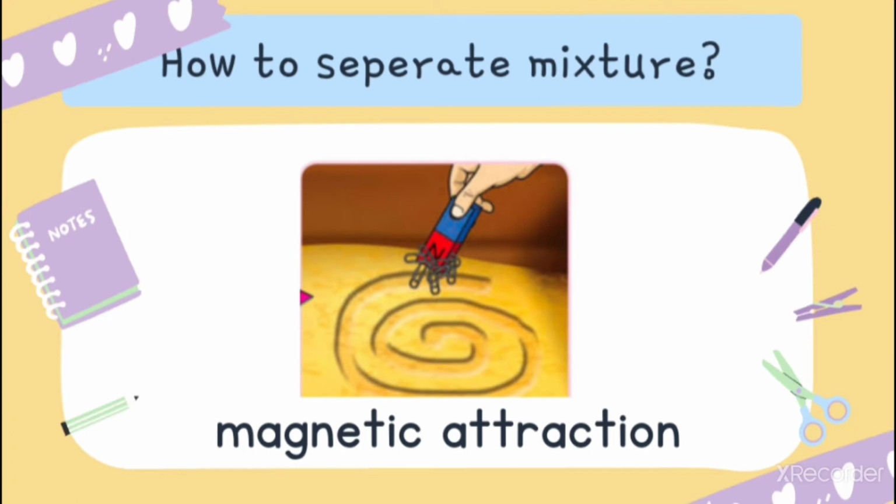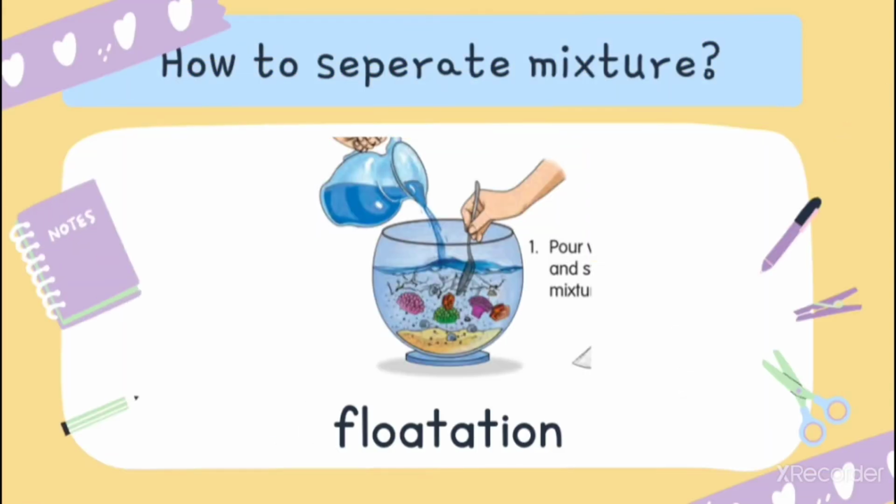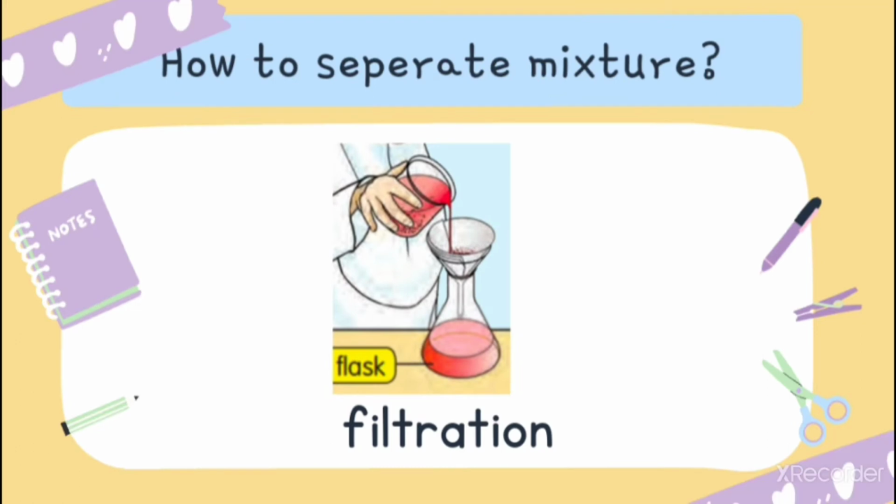Magnetic attraction. Okay, when you want to separate objects that can be attracted to the magnets from objects that cannot be attracted to the magnet. Next one is flotation. When you want to separate objects that can float and objects that sink. Okay, last one is filtration. When you want to separate solid materials from liquid materials.